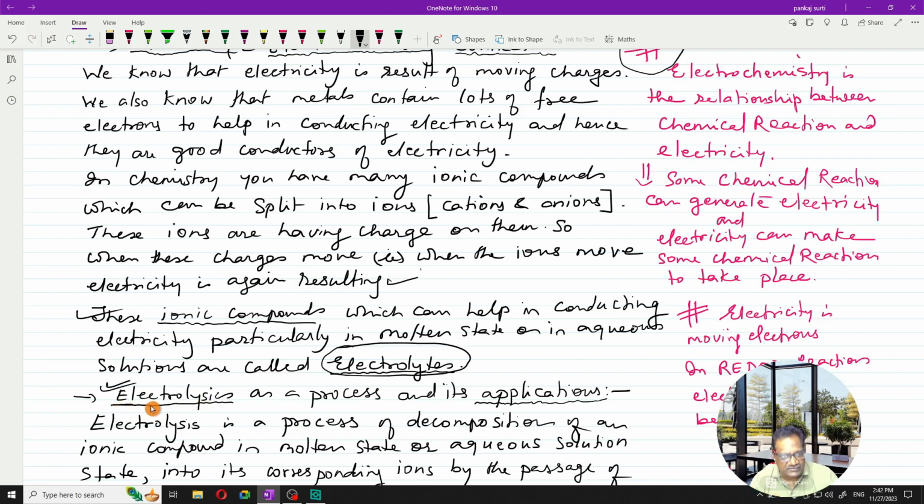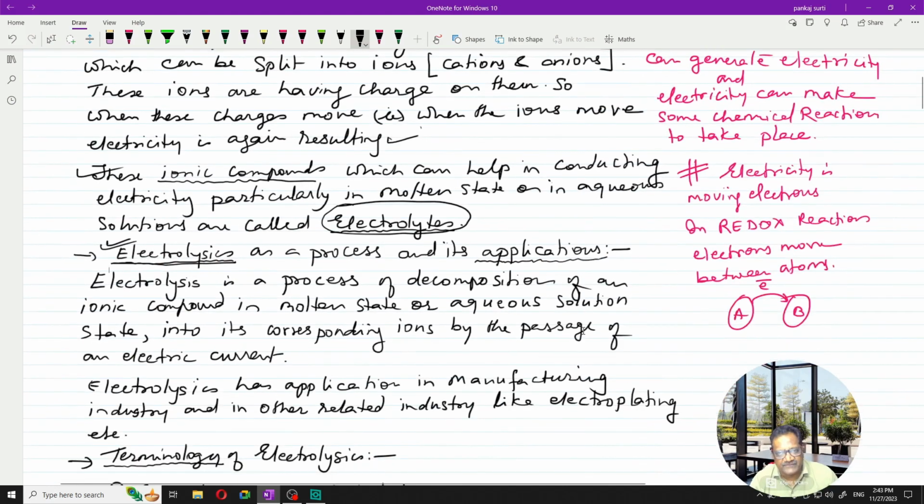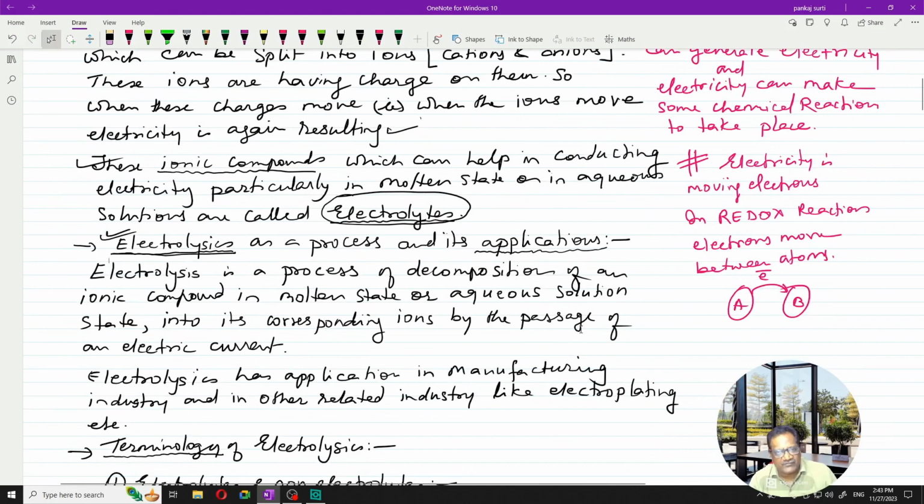Here you have the process of electrolysis. Electrolysis as a process and its applications. We are going to study this point, electrolysis as a process and what are its applications. So in this chapter, we are beginning with the very first term, that is electrolysis.